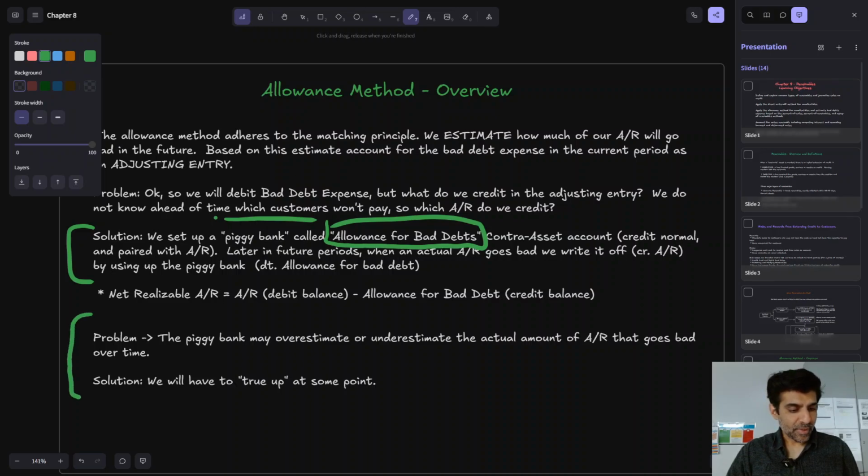There's a problem with this system. The piggy bank is not going to be set up exactly for how much we actually have to write off, because again, it's based on an estimate. The piggy bank is set up based on an estimating methodology, and it's not going to be correct. We're going to either overestimate or underestimate. So at some point we're going to have to true it up. We're going to have to true up how much we actually expensed as an estimate with what actually happened. But we're not going to be able to do that until the future kind of plays out.